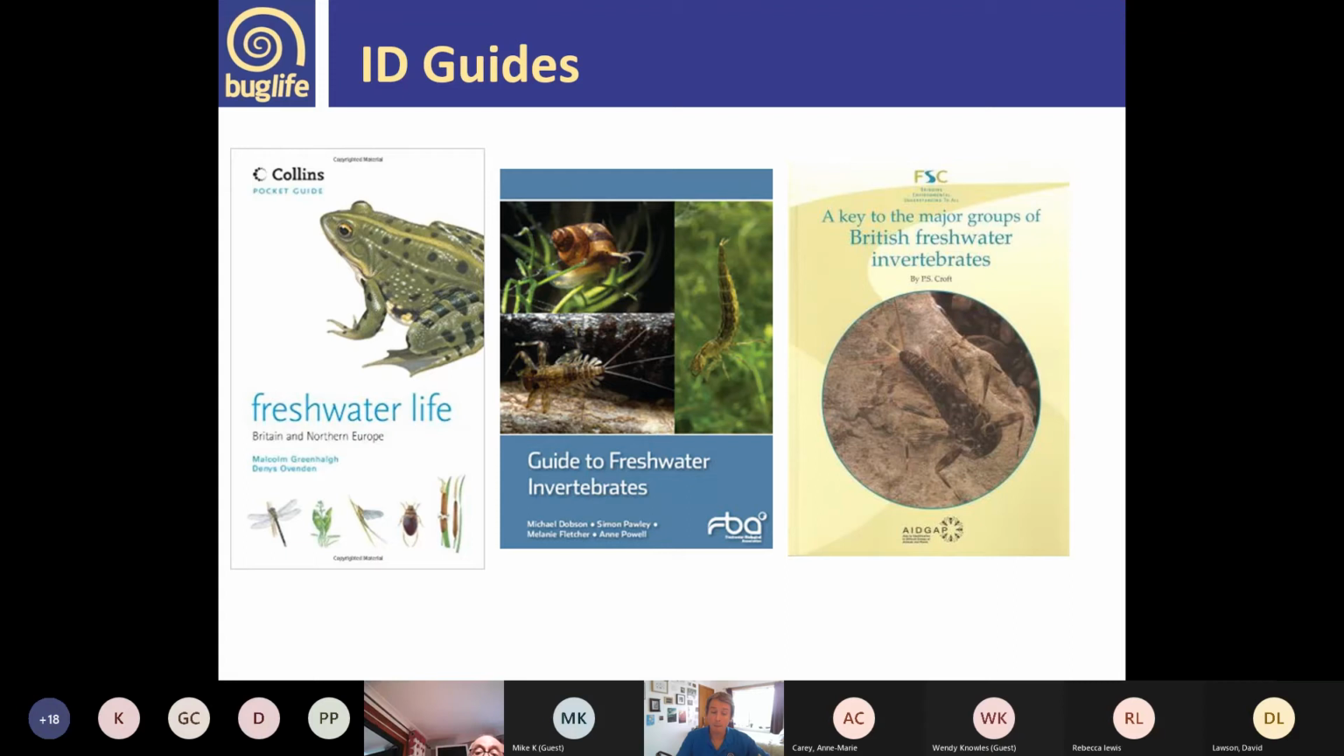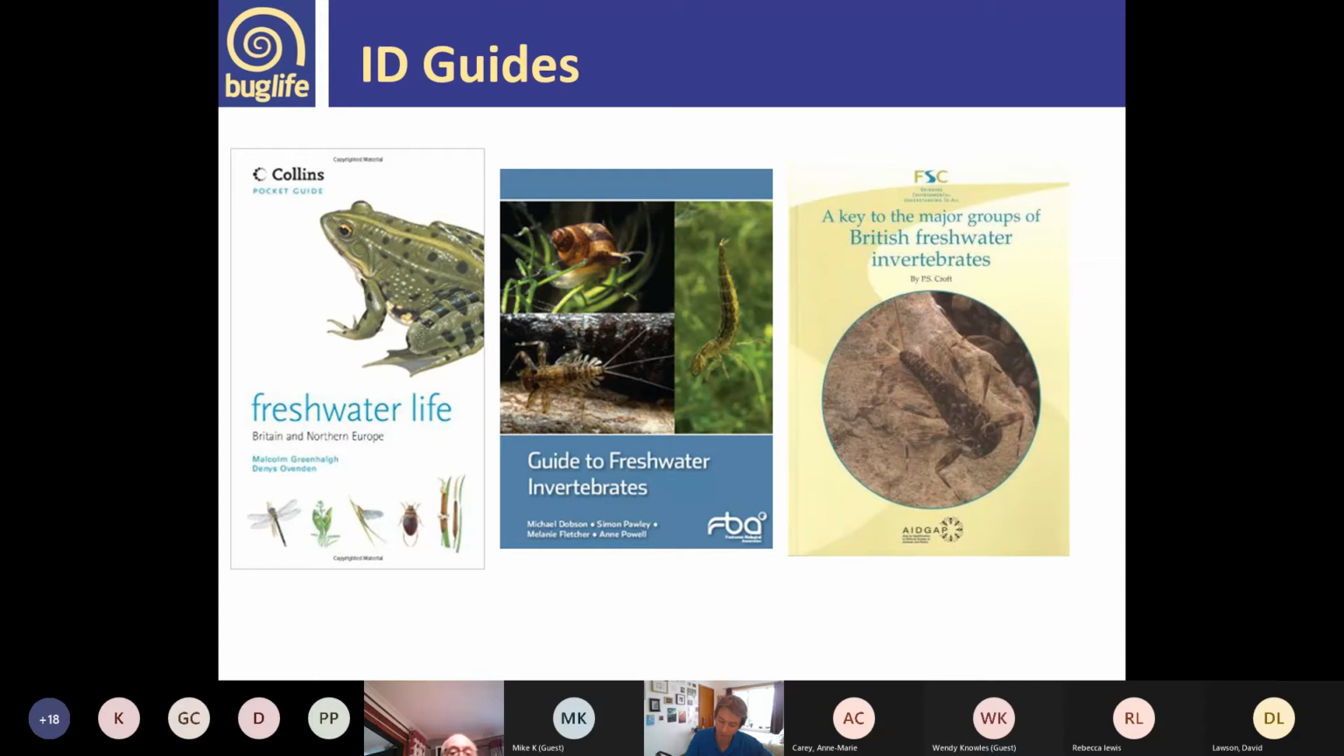There are other field guides available as well into specific groups, such as damsels and dragons, like this field guide that I'm holding up to the camera, the field guide to the dragonflies and damselflies of Great Britain and Ireland, which is a very useful resource if you're wishing to identify your damselflies and dragonflies, but won't be much use to you with the other pond species that you might encounter.